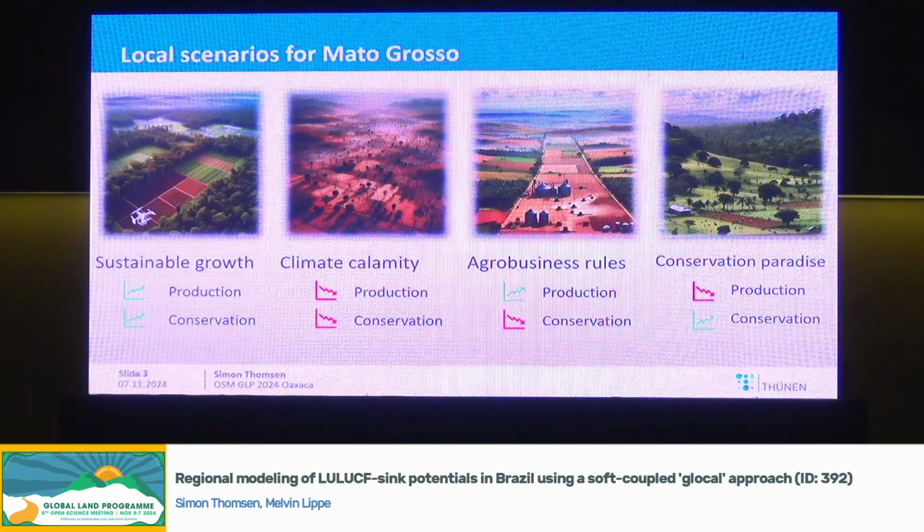And actually, participants were quite pessimistic, and they voted that the most plausible scenario for Mato Grosso would be the climate calamity scenario. Interestingly, when talking to governmental representatives, they were more optimistic and would rather go for the sustainable growth scenario, surprisingly.